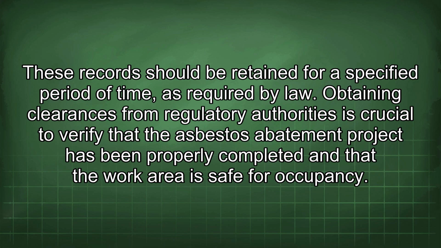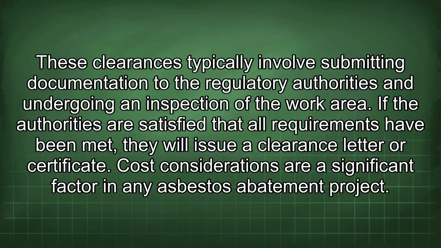Obtaining clearances from regulatory authorities is crucial to verify that the asbestos abatement project has been properly completed and that the work area is safe for occupancy. These clearances typically involve submitting documentation to the regulatory authorities and undergoing an inspection of the work area. If the authorities are satisfied that all requirements have been met, they will issue a clearance letter or certificate.